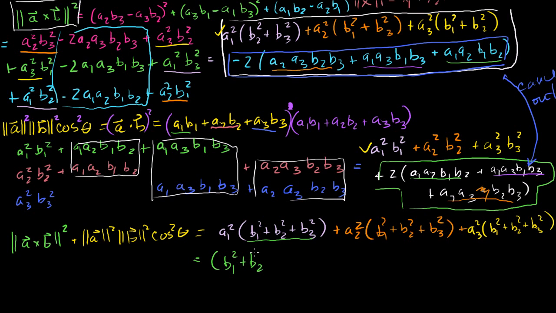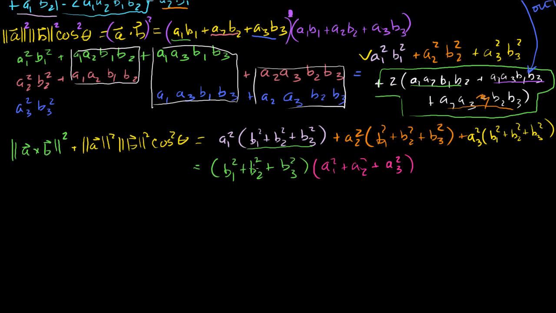squared plus b2 squared plus b3 squared, times my a squared terms: a1 squared plus a2 squared plus a3 squared. I'm getting excited. The home stretch is here. So these two things are equal to each other. But what's this thing? What's another way I could write this? This is the same thing as b dot b, or the length of my vector b squared. And this is the length of my vector a squared. That's just a dot a.